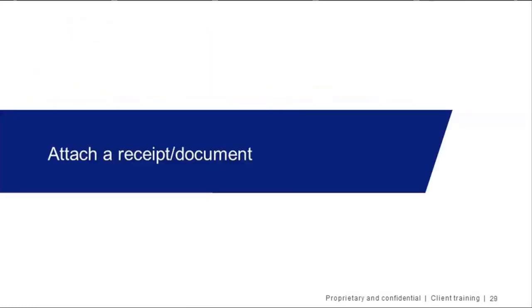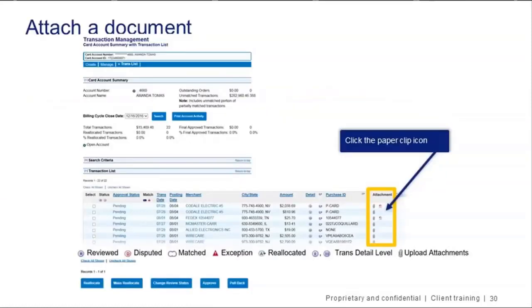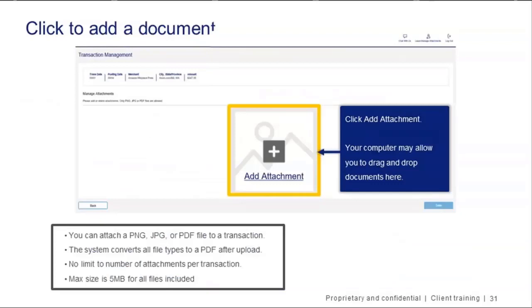Let's talk first of all about attaching a receipt or a document. To attach a receipt, it's pretty easy. You just click on the paperclip icon in the attachment column, and then in the middle of the screen, you click the Add Attachment button. You can attach PNGs, JPEGs, or PDF files to a transaction. It does convert them all to a single PDF after upload. There's no limit to the number of attachments that you can put on the transaction. However, the maximum size is 5 megabytes for all the files included.